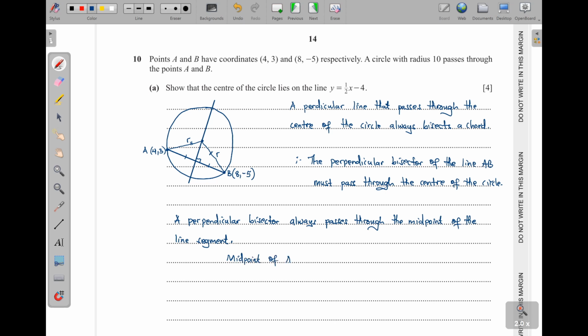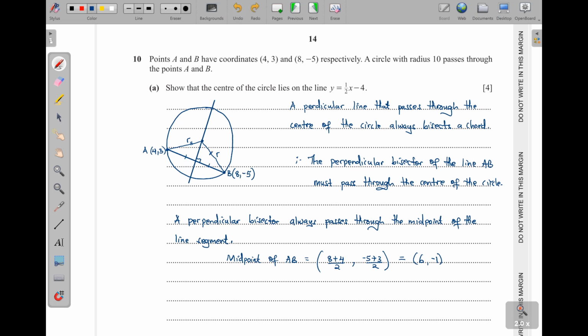So we need to find the midpoint of AB. This one is going to be, of course, the average of the x coordinates, that is 8 plus 4, then divide by 2. And then for y, it would be -5 plus 3, divided by 2. This will be 12 divided by 2, that gives us 6. And then here, -2 divided by 2 gives us -1. Now, all we need to do here is to find the equation of this line.